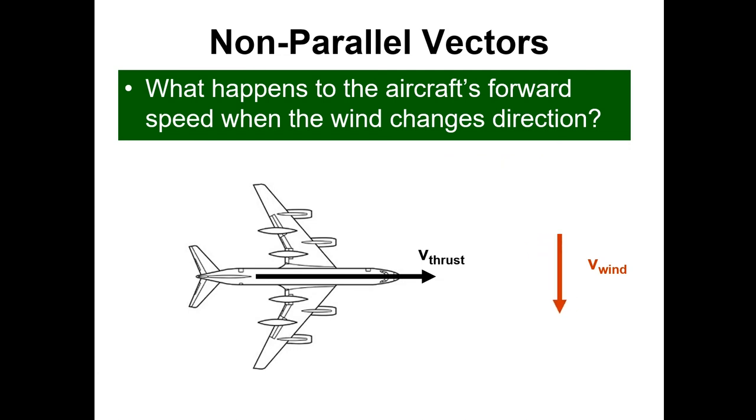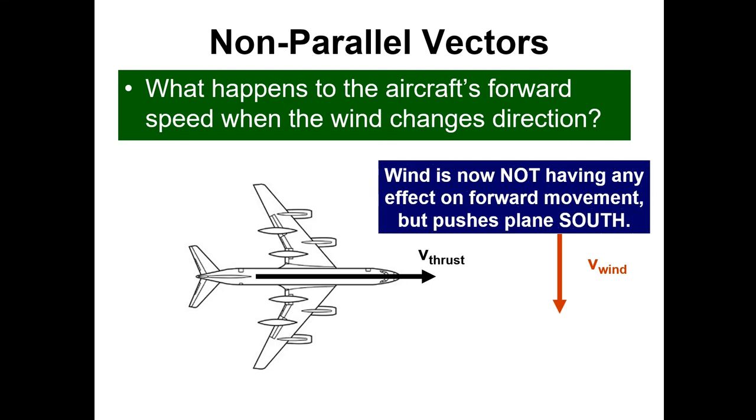If this wind is completely perpendicular to the plane, the wind is not having any impact on forward movement. It's not slowing it down, but it's also not speeding it up, but it does continue to push the plane south off of its track.